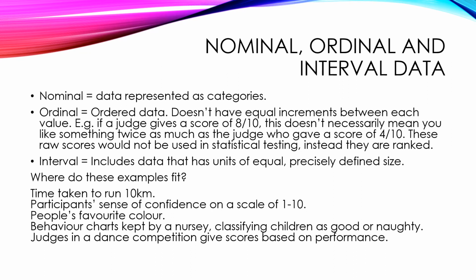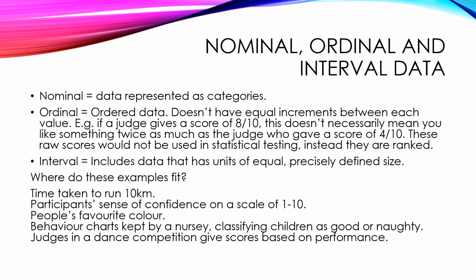I now have a slide on nominal, ordinal, and interval data. So nominal data is data represented as categories. These are things that you can only fit into once. You can't have, for example, more than one favourite football team. You only fit into one category. Same with your eye colour. You can only fit into one. You either have brown eyes or blue eyes, okay?